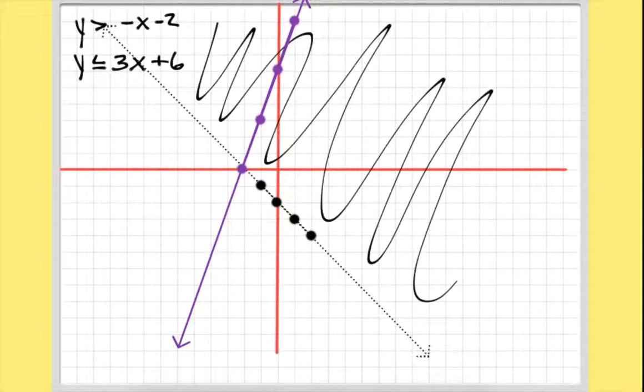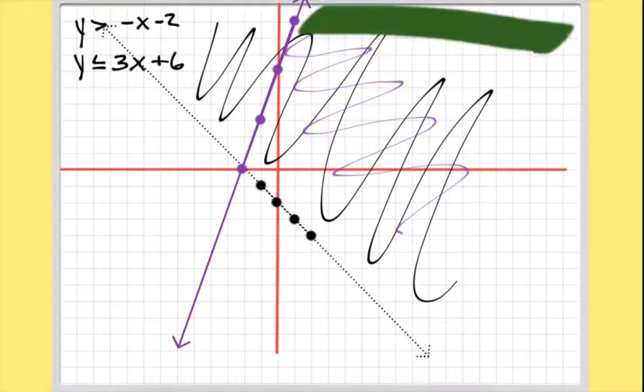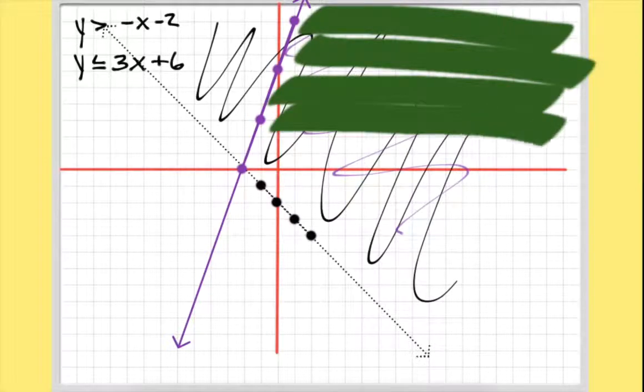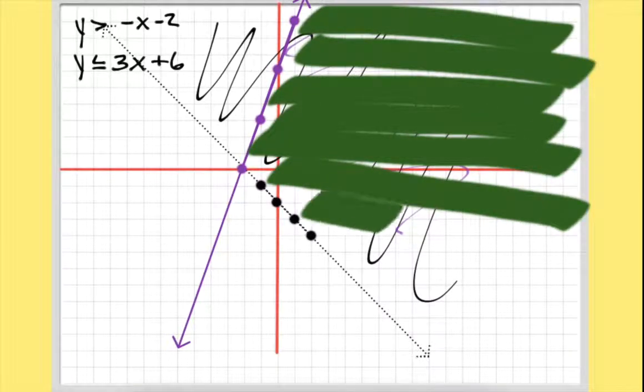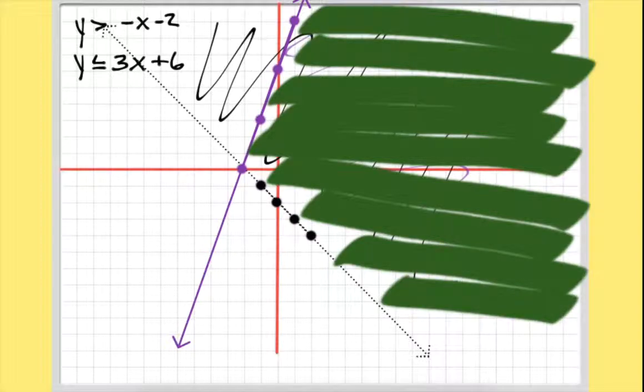And since that's less than or equal to, we want all the y values below that line, which is this area here. Now, as we can see, the region that they have in common is very well defined. Let's shade it in now. It's this region here. Okay, that's the area where the two overlap. So that's our solution area.